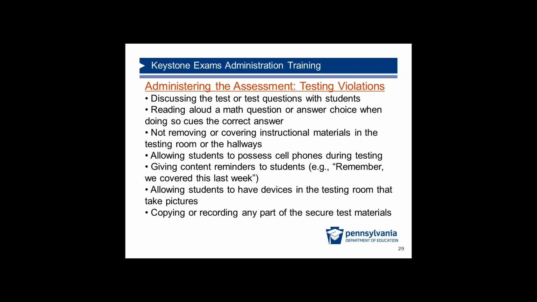These other ones are pretty straightforward. If you don't remove or cover instructional materials, or something's left uncovered or posted somewhere that students have access to. Allowing them to possess cell phones. Oh, and just a reminder, if students have access to a particular hallway, just keep in mind that has to be covered. Allowing students to possess cell phones, giving content reminders to students, which is sort of like cueing, the next thing to giving them answers. Allowing them to have devices in the testing room, similar to cell phones, to take pictures, and then copying or recording any part of the secure test materials. Somebody makes copies of test materials and makes a study guide or something. So some of these seem like, for lack of a better term, no-brainers, but they have happened.